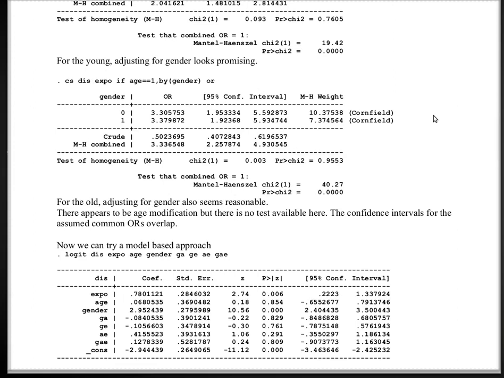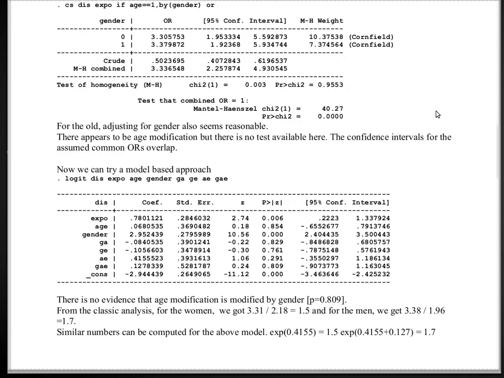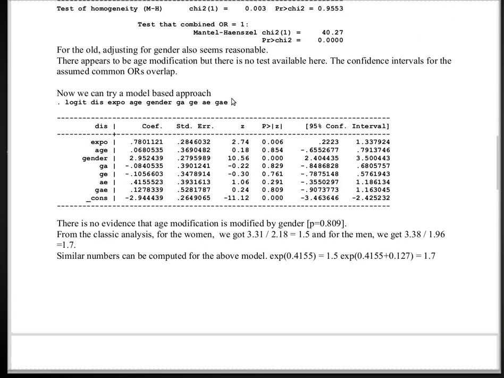So let's try the logistic regression approach. And now this is going to take us back to where we, I think you're going to really like this. I hope you do. Because now we can take the model that has all 8 terms in it and first begin by testing whether or not age modification depends on gender. And we see that there's no evidence of that. So age modification doesn't appear to be modified by gender. That p-value is huge, and the value of that regression coefficient here is small.